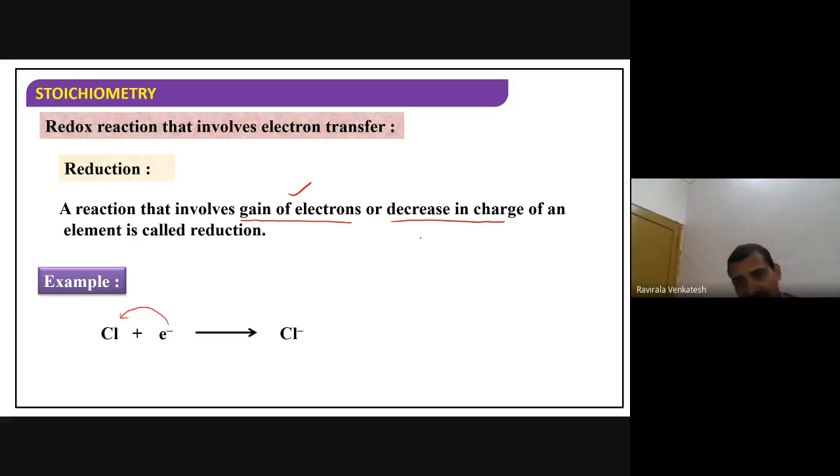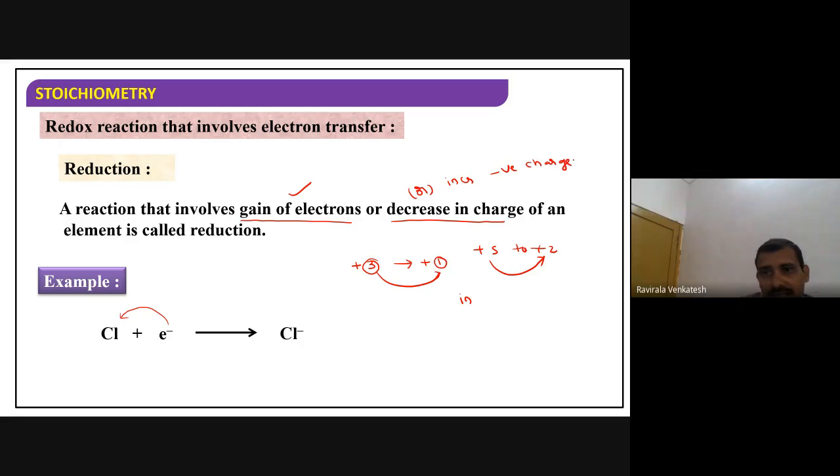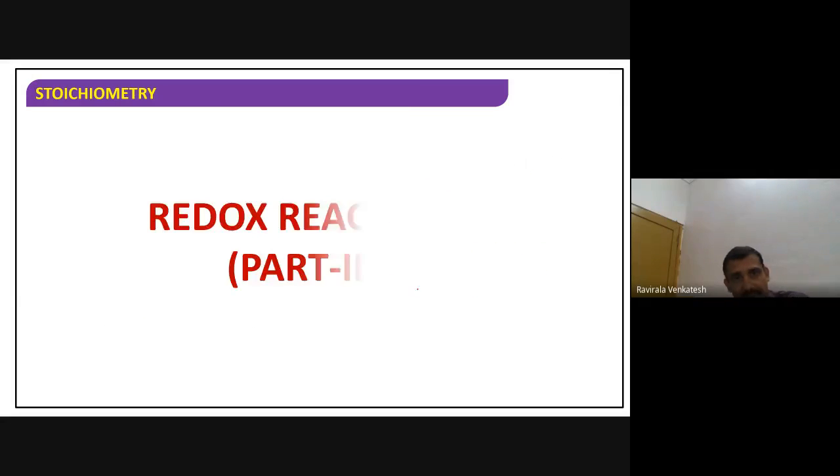Next, what is the decrease in the charge here? Decrease in the charge you can take like this. For example, +3 is converting into +1. Decreasing of charge or not? +3 converting into +1, or +5 converting into +2, this is decreasing of charge. Here 0 to -1 also. That means an increase in negative charge, which can also be called a reduction reaction. Correct or not? Understood better? Let's see a number of examples now.